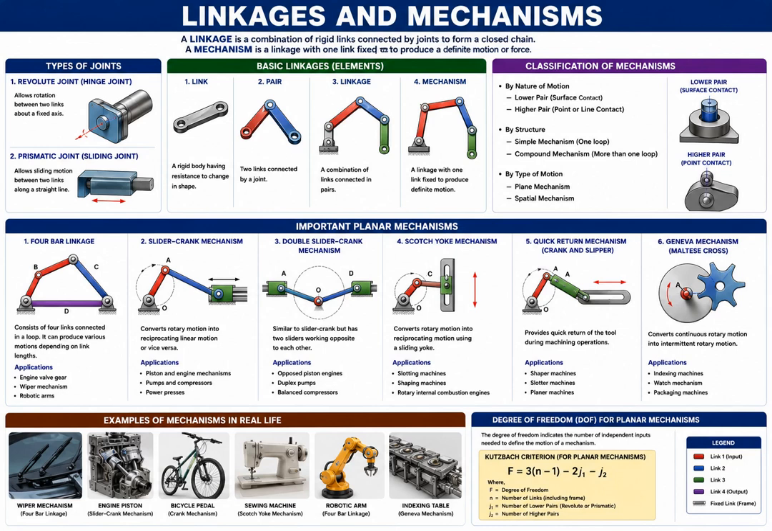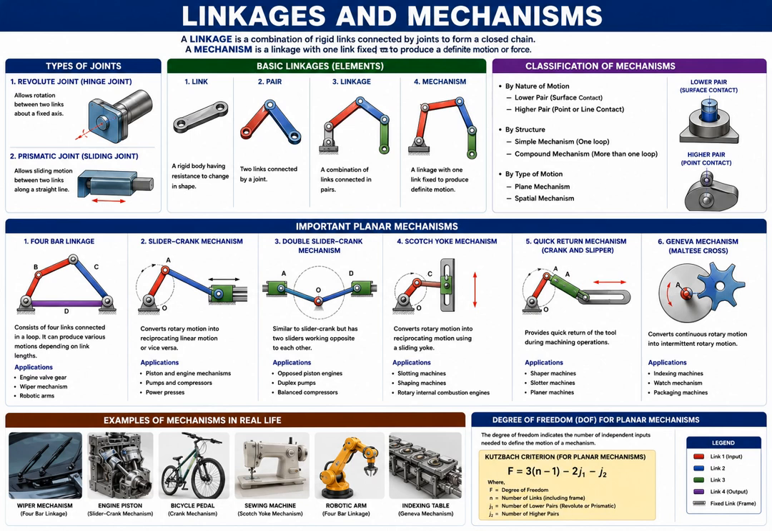Today we will be discussing linkages and mechanisms. Look around carefully. Almost every moving machine around you, from car engines to robotic arms to bicycle pedals to windshield wipers, works because of linkages and mechanisms. Now what exactly are they? A linkage is simply a group of rigid links connected together using joints. When these links move together in a controlled way, they form a mechanism. And mechanisms are what convert one type of motion into another.